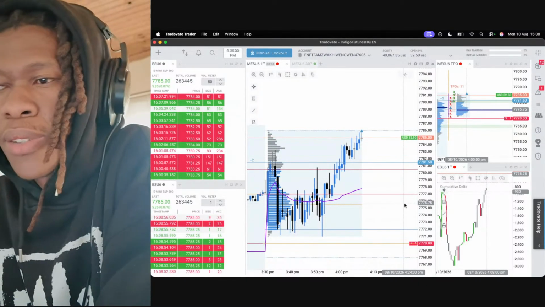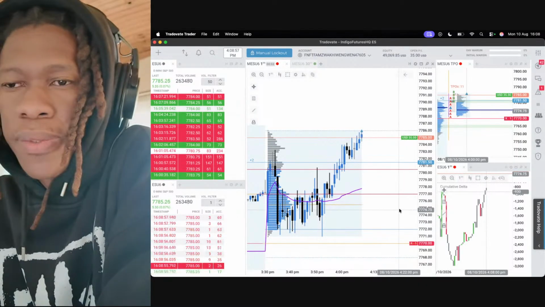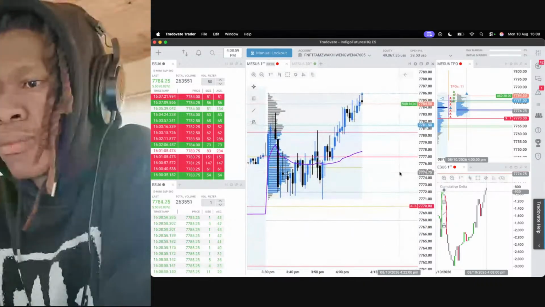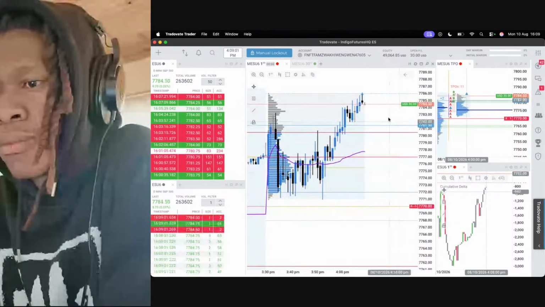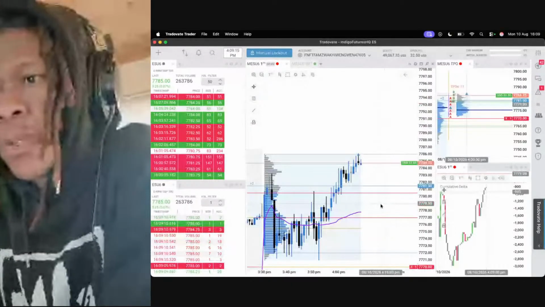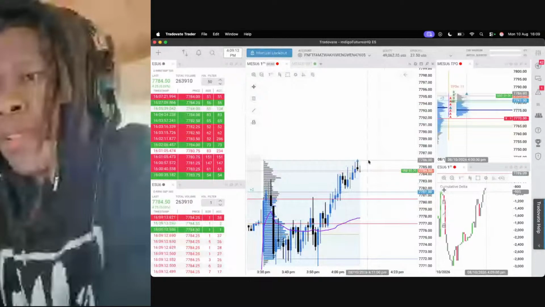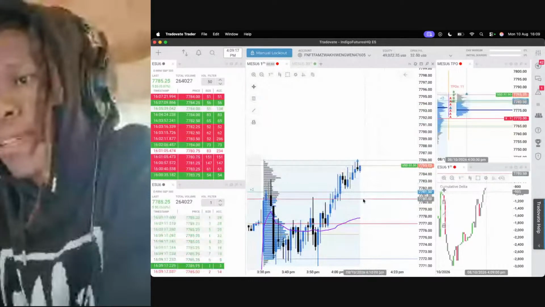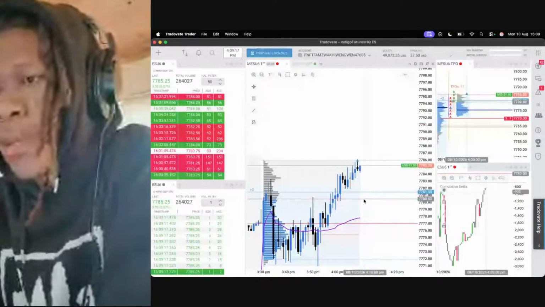110, 115. But now that we've got that overnight value area high, if this fails to break overnight value area low, we do need to see the other side of this. Even worse if we start trading back inside previous day value.